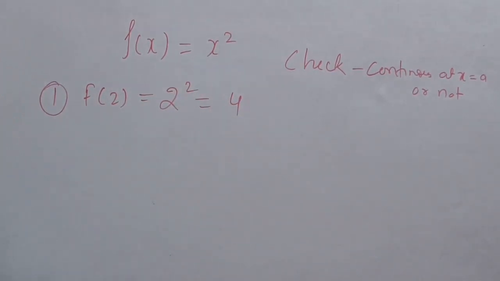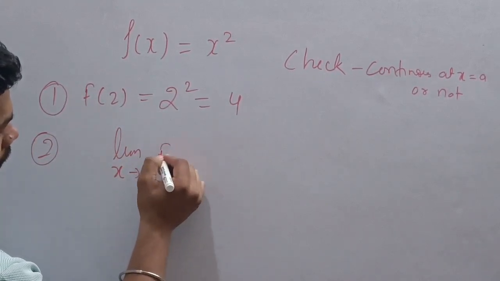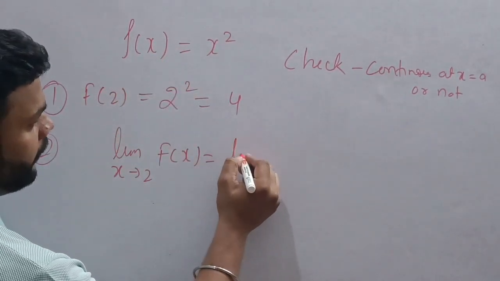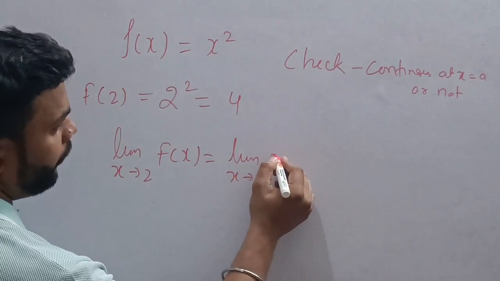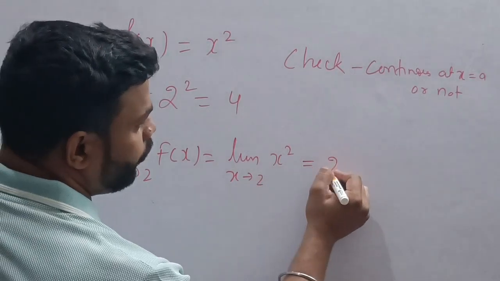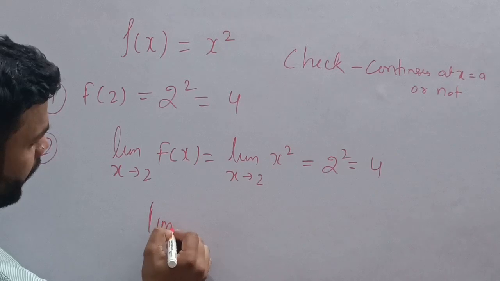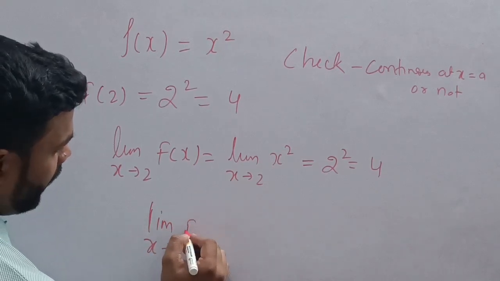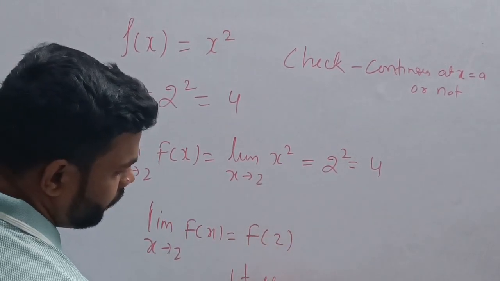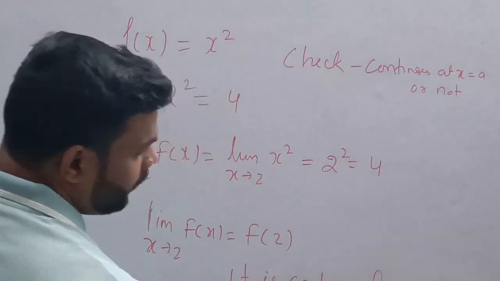Then we will find the limit. Second is limit x tends to 2 of f(x). So what is f(x) here? f(x) is x square. So limit x tends to 2 of x square. We put 2 in the place of x. This will become square of 2, and this will become 4. So here limit x tends to 2 of f(x) is equal to f(2). So it is a continuous function. Clear? Okay.